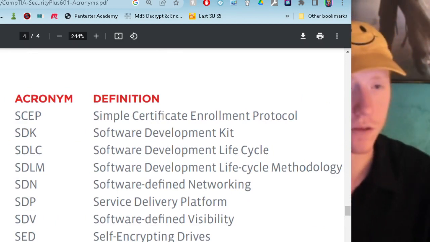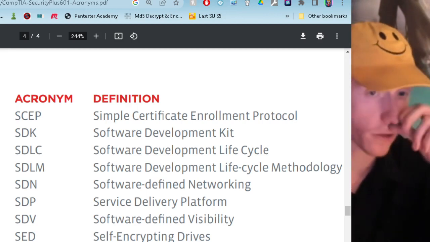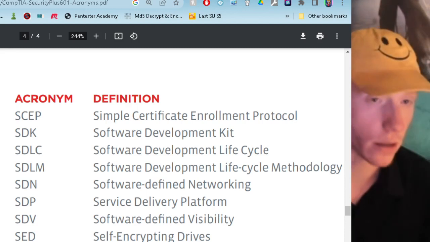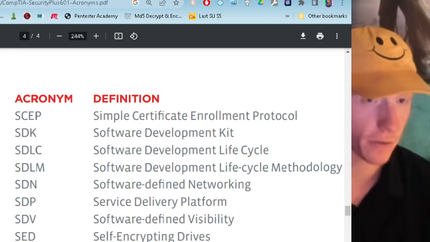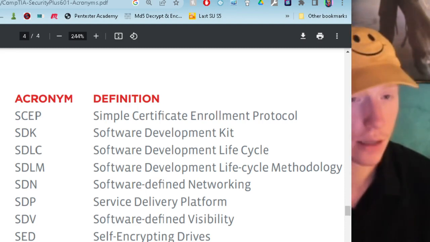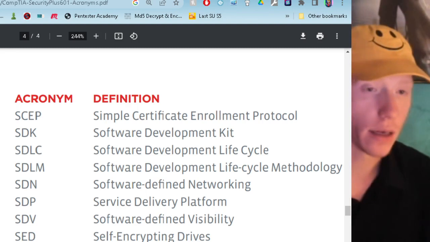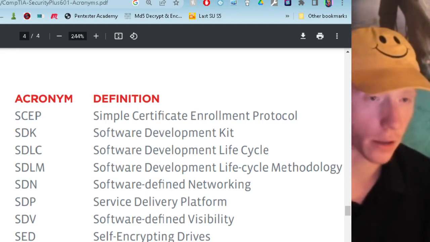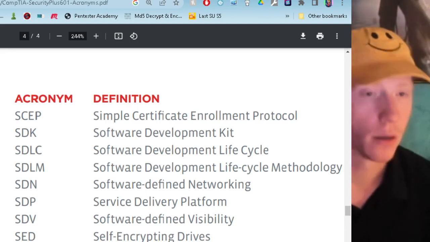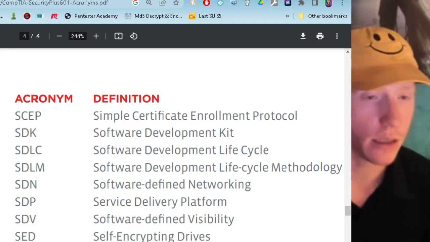SCEP is the Simple Certificate Enrollment Protocol. An SDK is a software development kit, but the SDLC is the software development lifecycle. And SDLM is the software development lifecycle methodology. SDN is software defined networking. SDP is the service delivery platform. The SDV is software defined visibility.